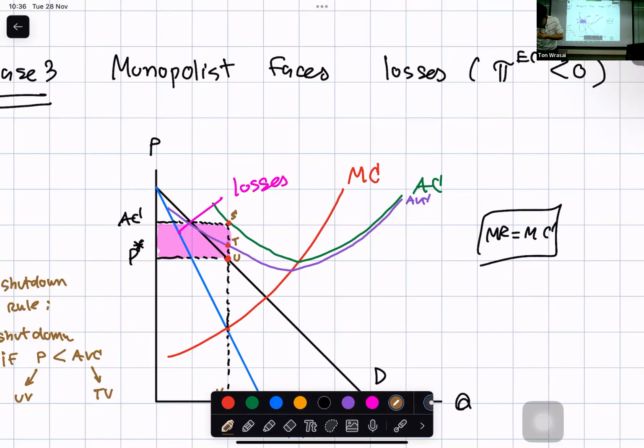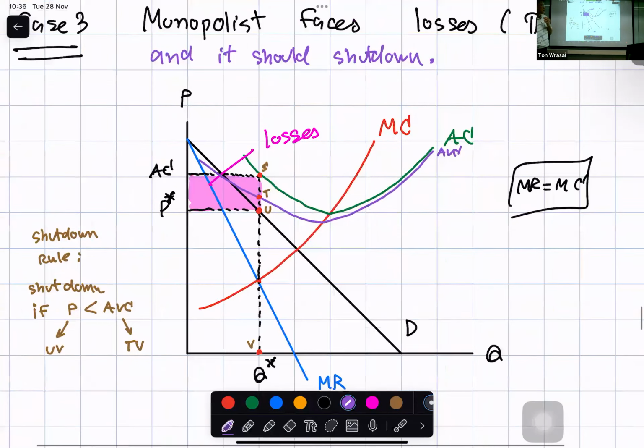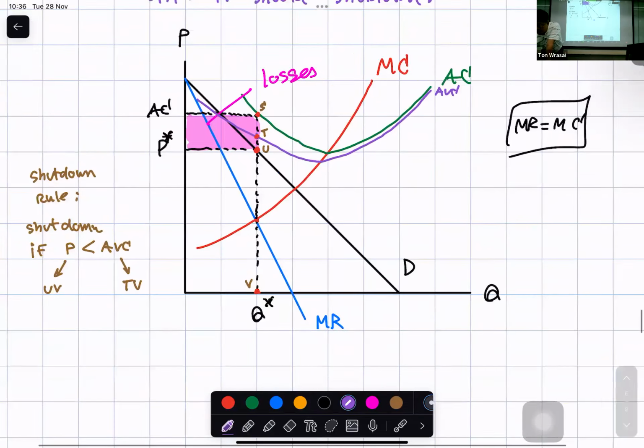Now let's put more title on this. Monopolist faces losses and it should shut down. Case 4, final case. Loss but continue.